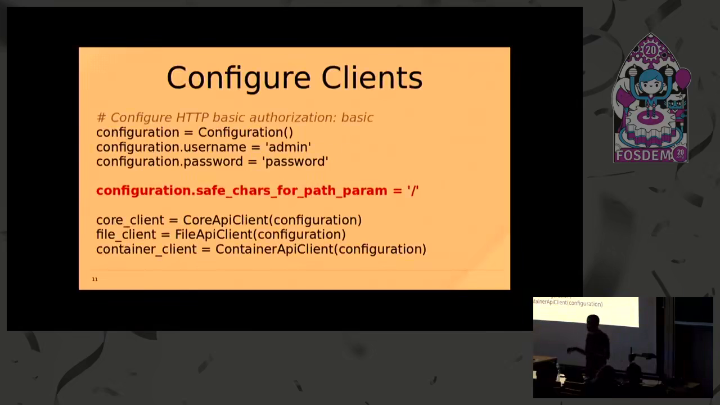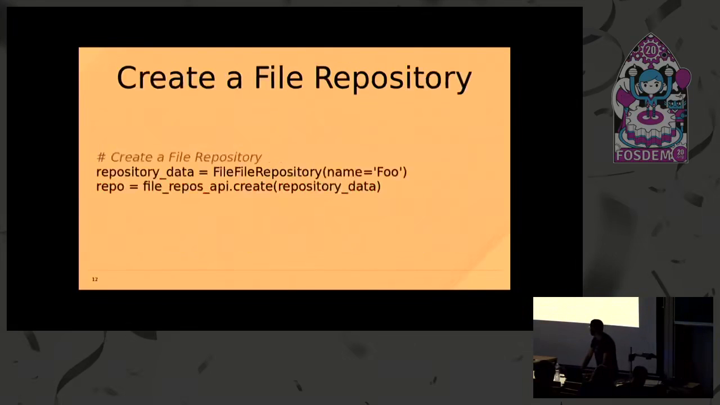No matter what language you're using for interacting with Pulp, the bindings that will get generated will need to be configured with this setting of safe chars for path param, and it needs to be set to a /. The main ID that we use in Pulp 3 for referencing any of the objects contains /, and we do not want those slashes to get URL encoded. So this is what this setting tells it.